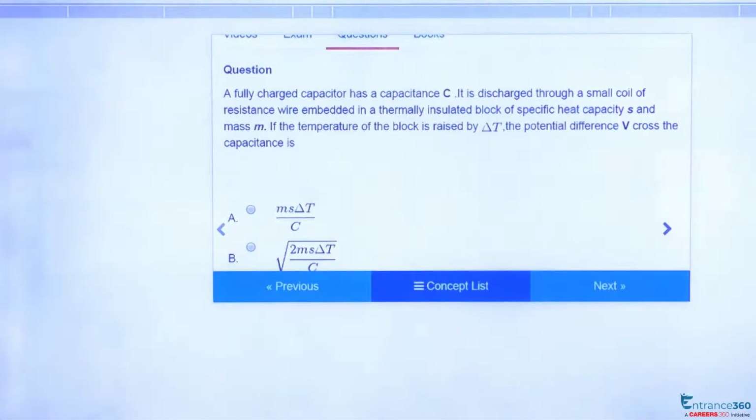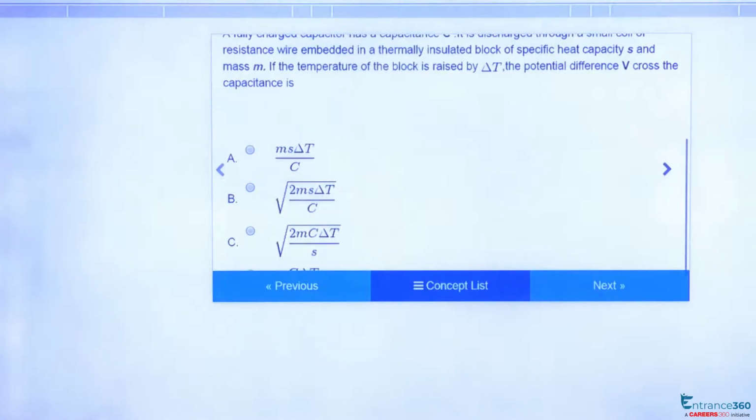Hello students, this is a question from JEE Main 2005 and from the chapter electrostatics. The question says that we have a capacitance which is fully charged. Now this capacitance is discharged through a resistance wire which is embedded in a thermally insulated block, and the temperature of the block is raised by delta T. The specific heat capacity is given as S and mass is given as M. Then we have to find the potential difference across the capacitance, and these are the given options.